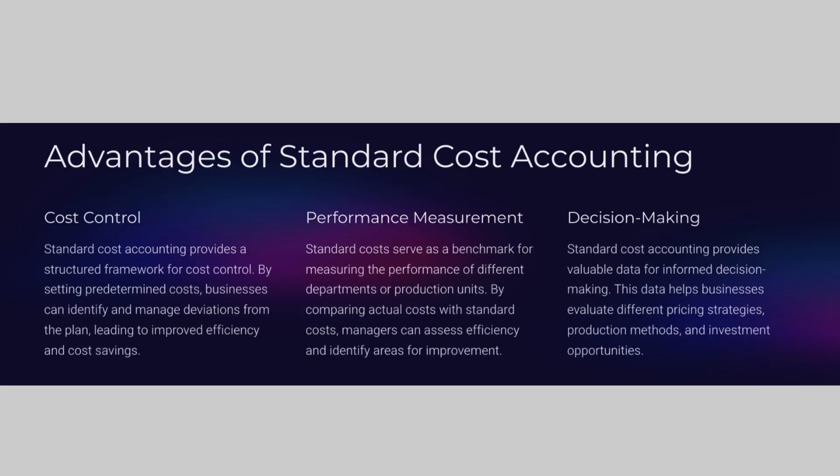Advantages of standard cost accounting. Cost control. Standard cost accounting provides a structured framework for cost control. By setting predetermined costs, businesses can identify and manage deviations from the plan, leading to improved efficiency and cost savings. Performance measurement. Standard costs serve as a benchmark for measuring the performance of different departments or production units. By comparing actual costs with standard costs, managers can assess efficiency and identify areas for improvement. Decision-making. Standard cost accounting provides valuable data for informed decision-making. This data helps businesses evaluate different pricing strategies, production methods, and investment opportunities.